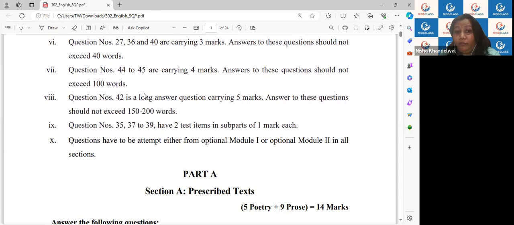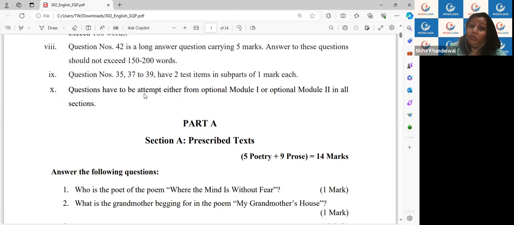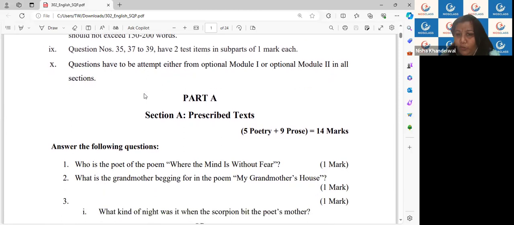Now, question number 42 is carrying 5 marks. So now 150 to 200 words, almost 1.5 exam sheet pages. And then again 35, 37, 39 have test items, so they have a different marking scheme. And then you have the optional module as well. So don't do both of them. Attempt only one optional module.